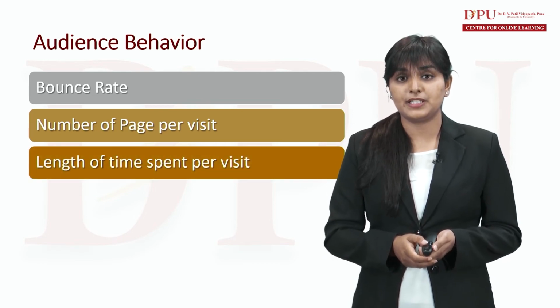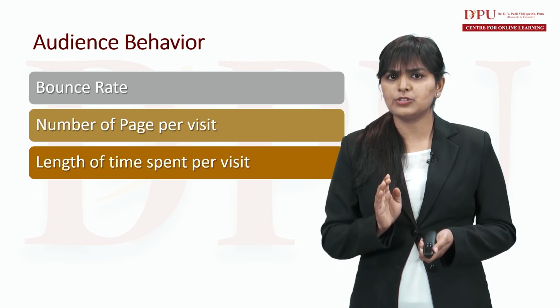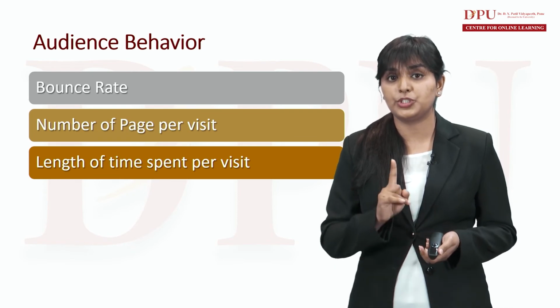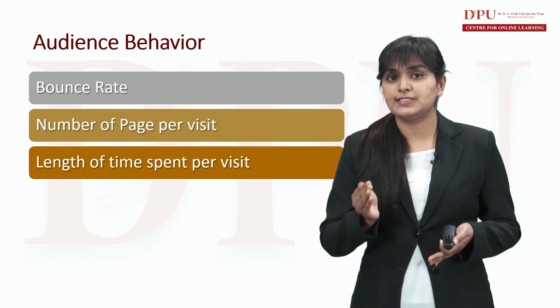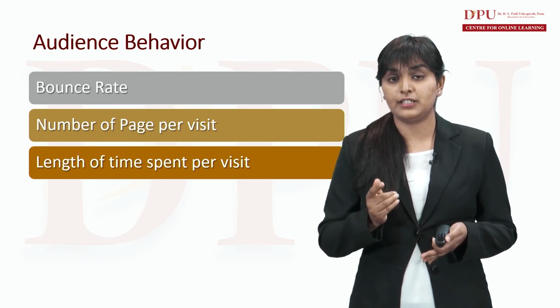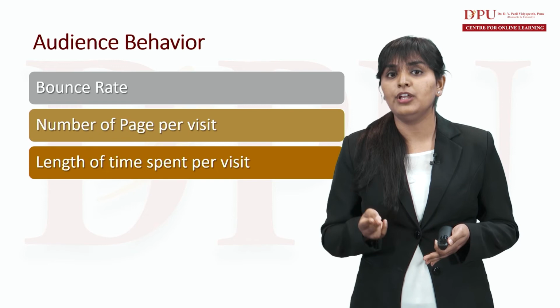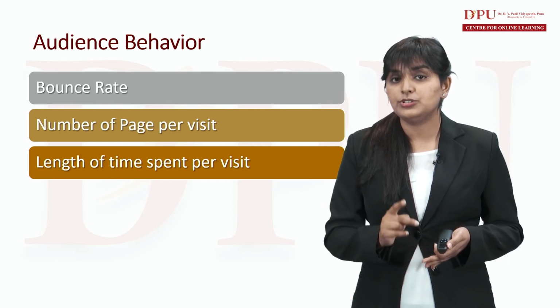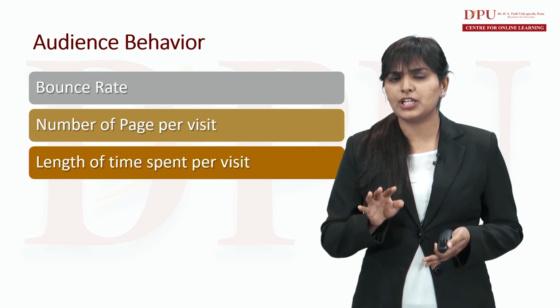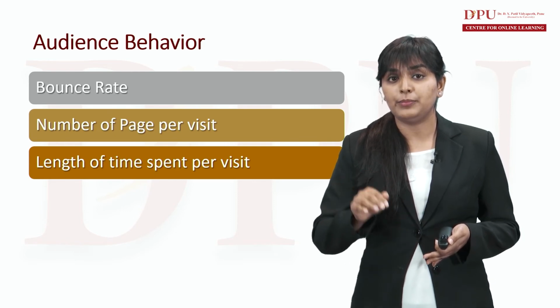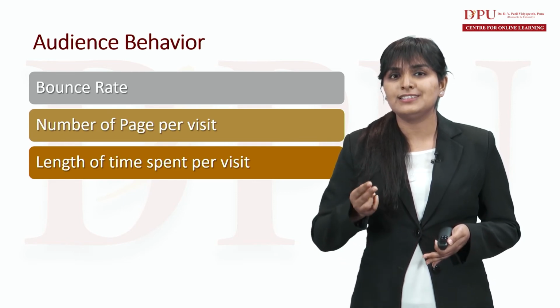Length of time spent per visit. I'm talking about unique visits; understand there are different kinds of visits that you receive on your website. There are unique viewers and there are repeat users, right? So when a unique visit comes to your website, how much time is he or she actually spending on your website? What is the behavior?